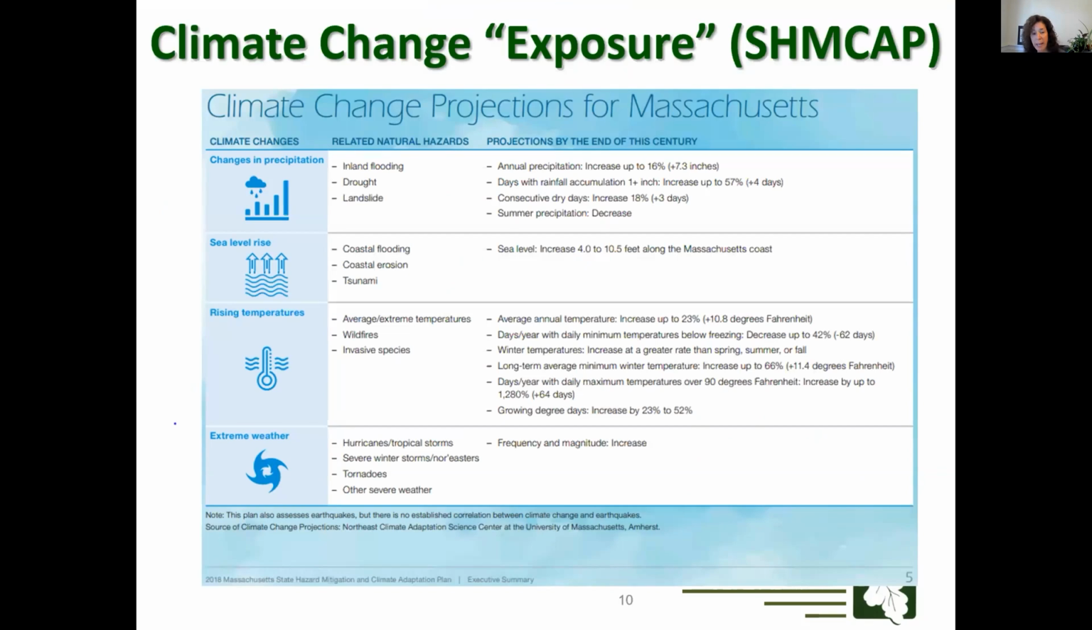This is a screenshot from the SHMCAP. This is just here to show you the basis for the guidance. And as I said before, the guidance is going to point to resilientmass.org as a source for the projections. But here it gives you a screenshot showing you certain climate change projections for the end of the century for Massachusetts, for changes in precipitation in terms of inland flooding and droughts, sea level rise in terms of coastal flooding and erosion, rising temperatures, average rising temperatures, as well as extreme temperatures, and wildflowers, not wildflowers, that would be nice, wildfires and invasive species, and extreme weather events, including hurricanes, tropical storms, nor'easters, etc.